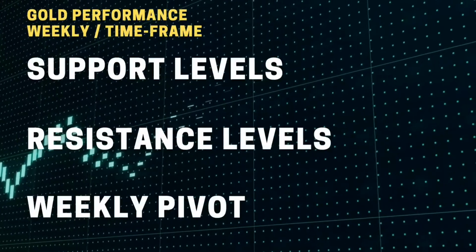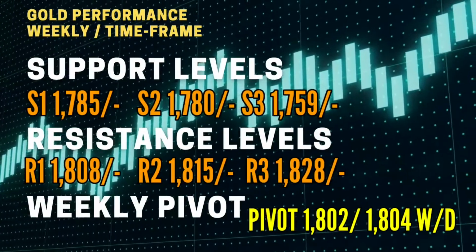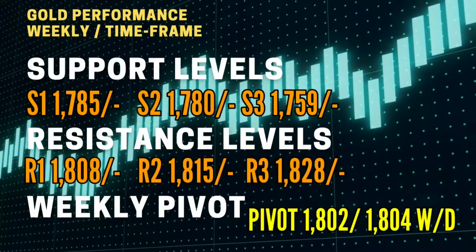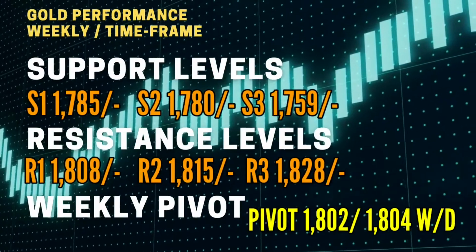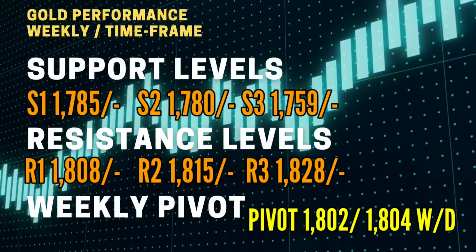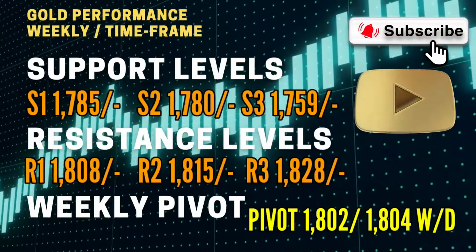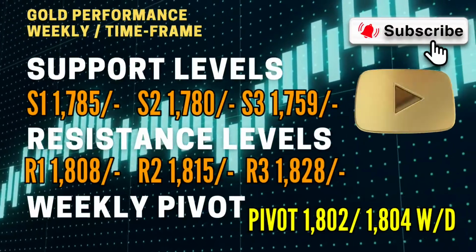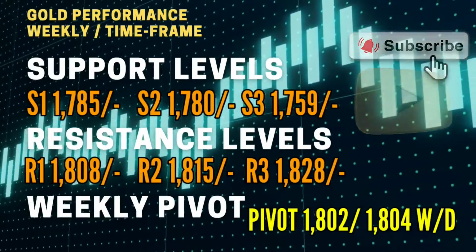The support levels are seen at 1785, if broken then 1780, this is highly important, then 1759. For the resistance levels, it's 1808 and 1815, and finally 1828 as the level of the breakdown. The pivots are located at 1802, 1804. Those will work as a support for buying.